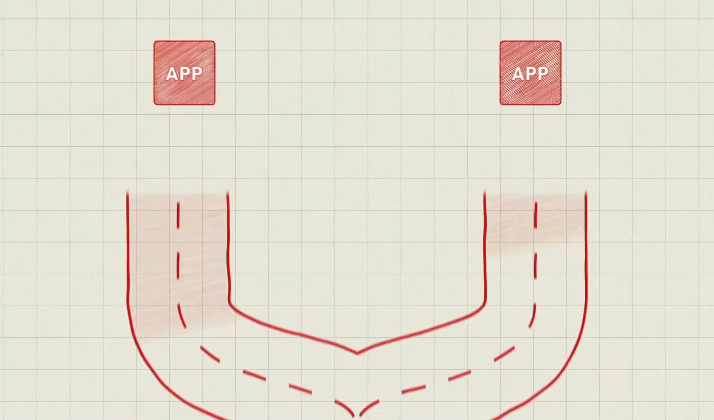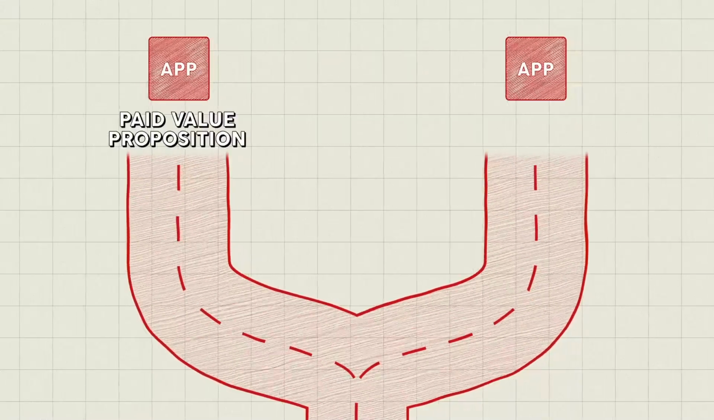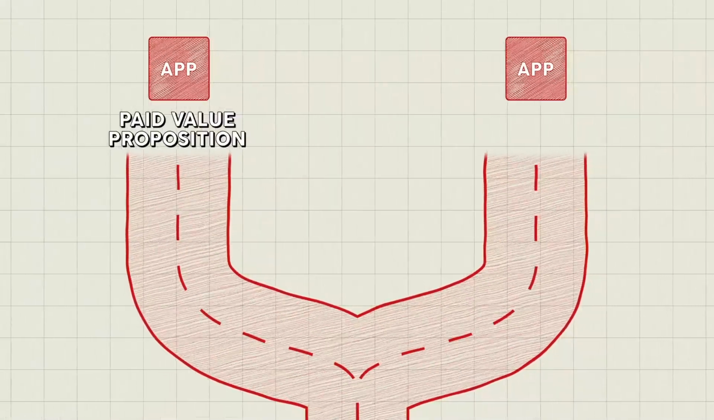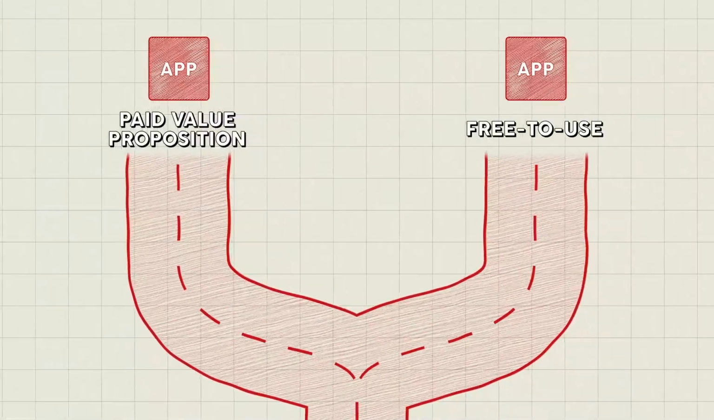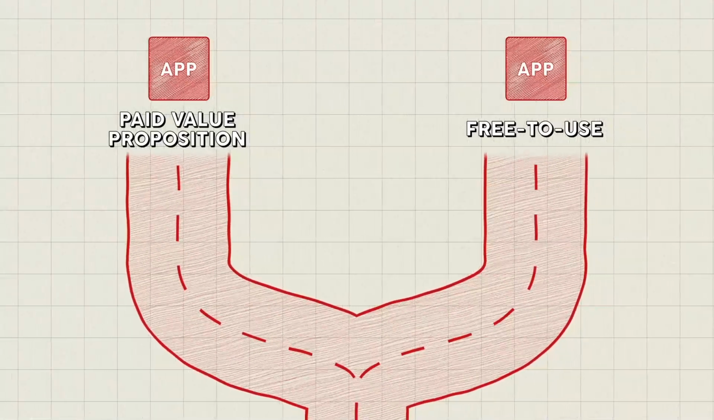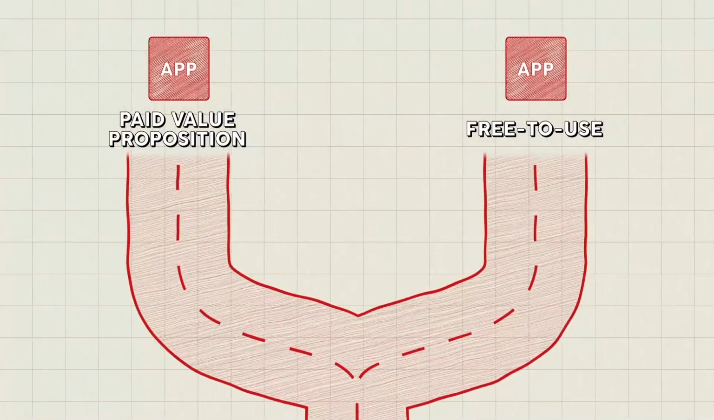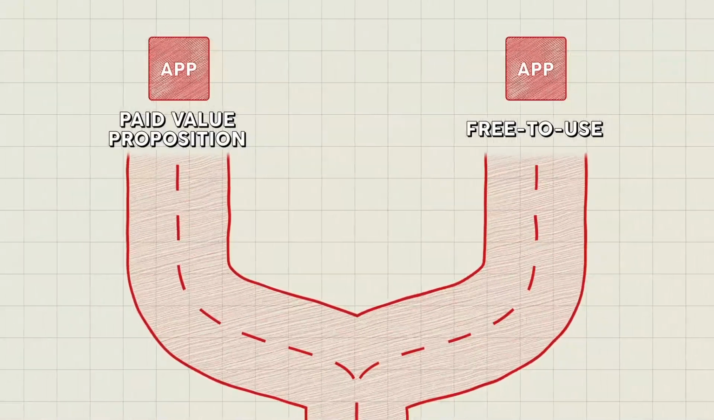There are two main pathways you can choose for your software product. The first is more traditional, selling access to your product. The second is providing your product free of charge to end users and generating income from other sources. Both paths offer different routes to success. Let's take a closer look at each of them.